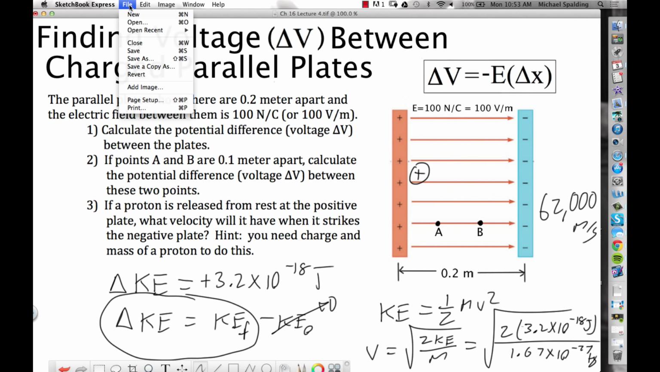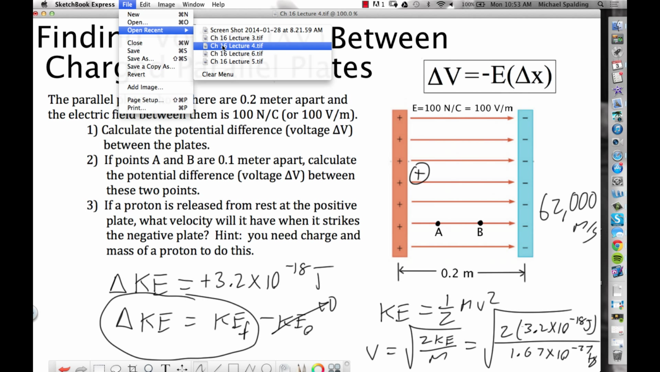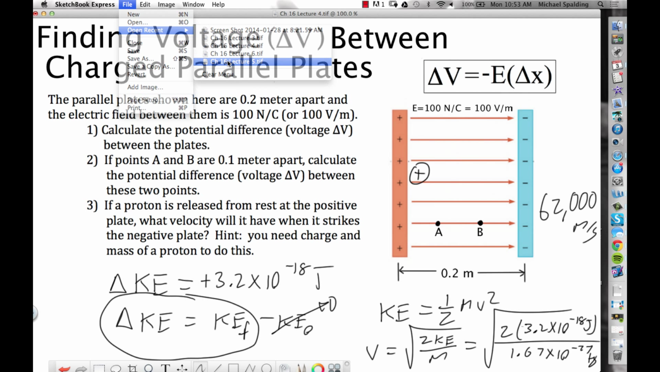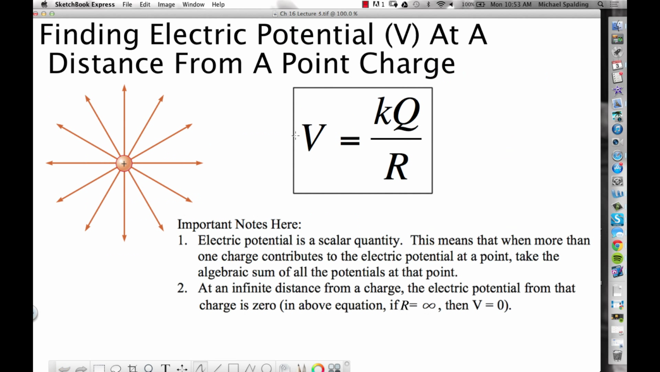All right, moving on. Unfortunately, we're not done. Okay, now, what I've talked about so far has been if the electric field is constant. What if the electric field is not constant, like in this situation here? The electric field gets weaker, weaker, weaker.